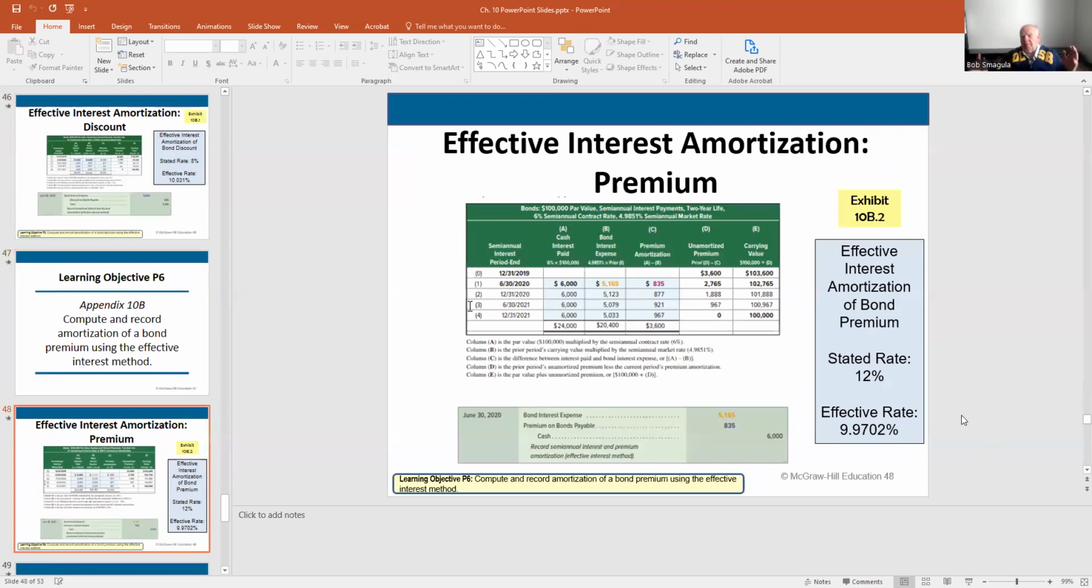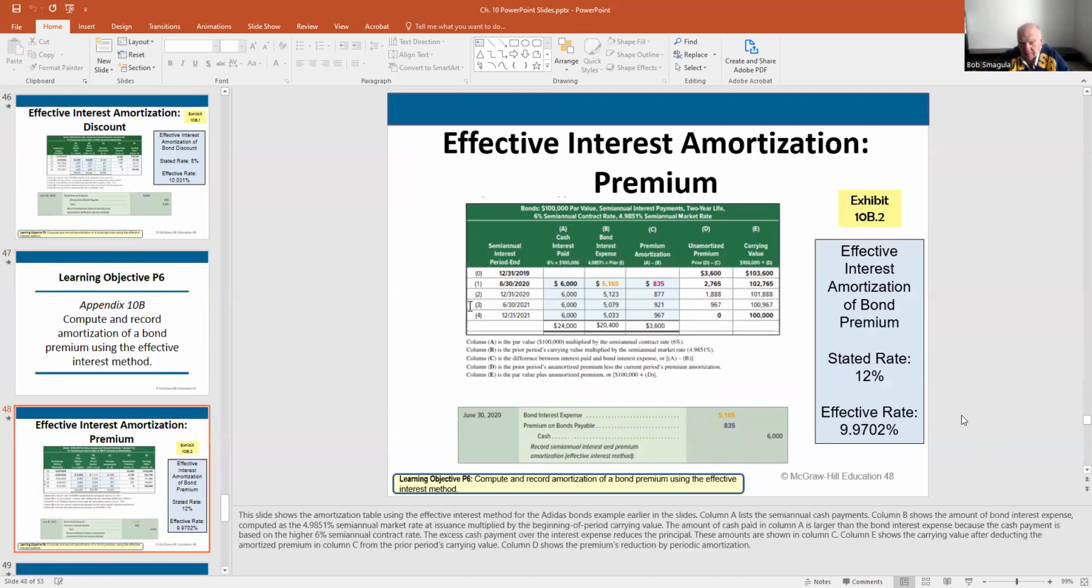We do the same thing with a premium. Exact same thing. The carrying value, 103,600 to start, times 12%, whatever it is, divided by 2, gives you 5,165. That's the total interest expense. We debit interest expense for 5,165, credit cash for 4,000, and the difference is the premium, 1,165.